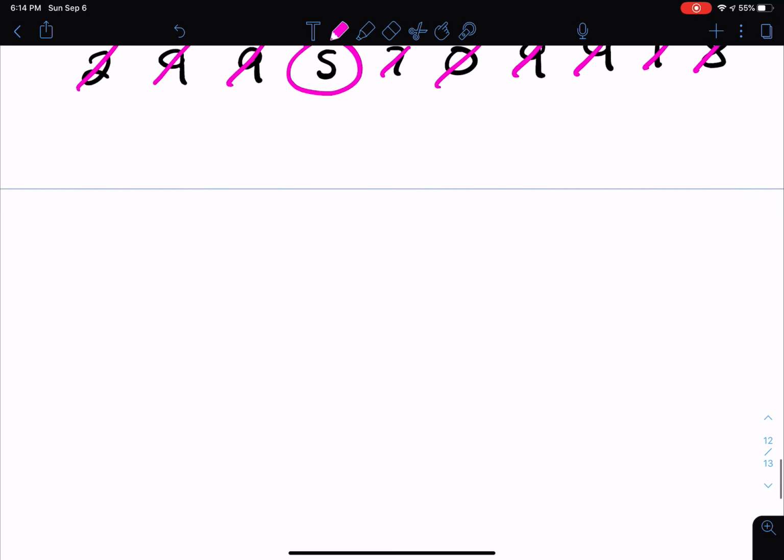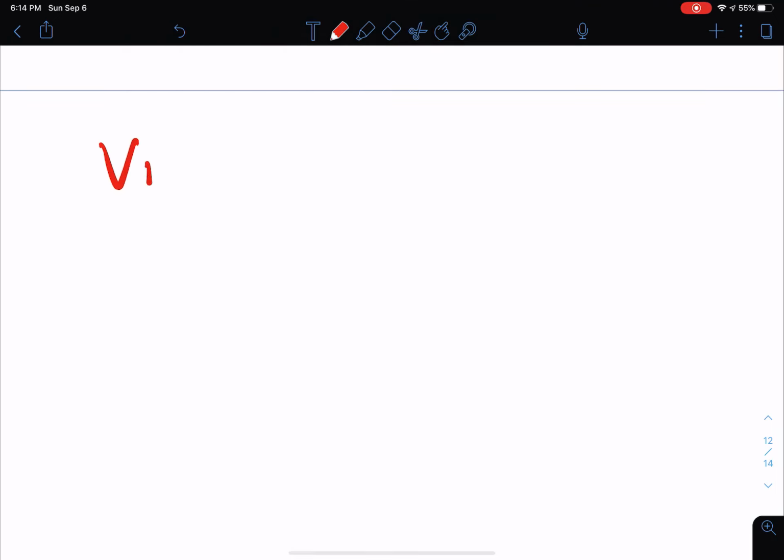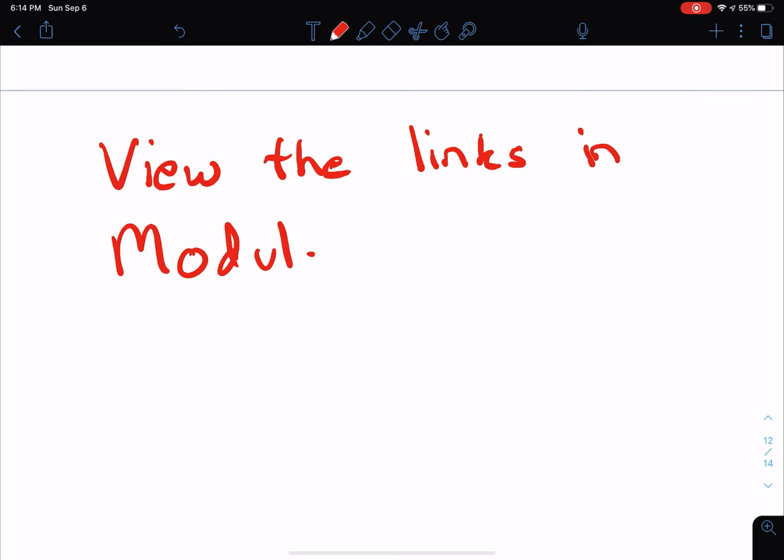And again, go ahead and make sure that you view the links in modules. Write it in red because it's important. Because there are several links there that will go further with all these concepts. It'll tell you more about barcodes, check digits, etc.